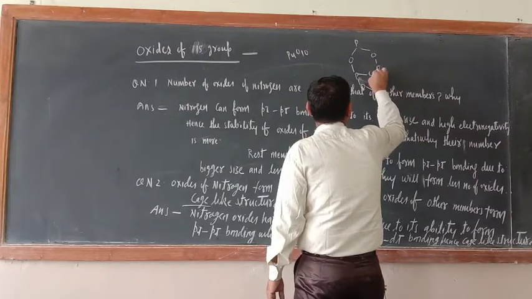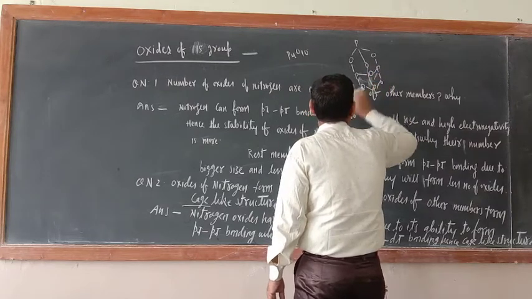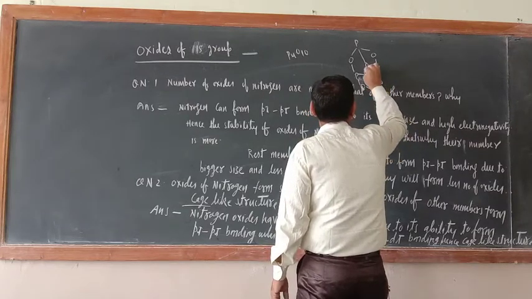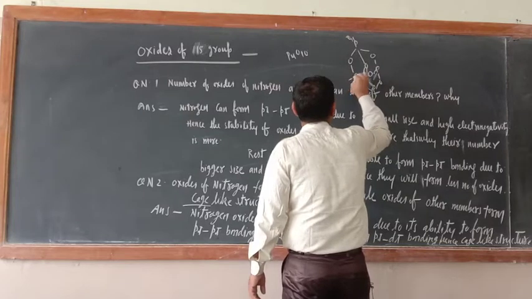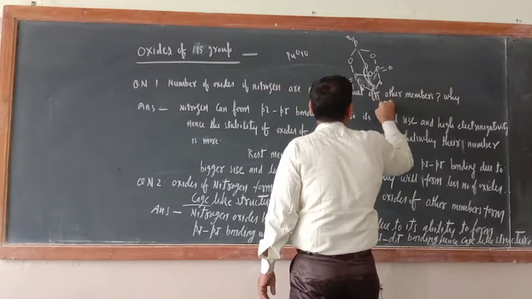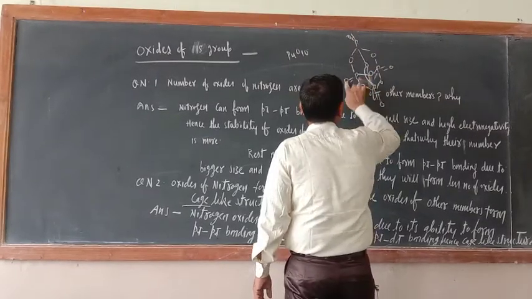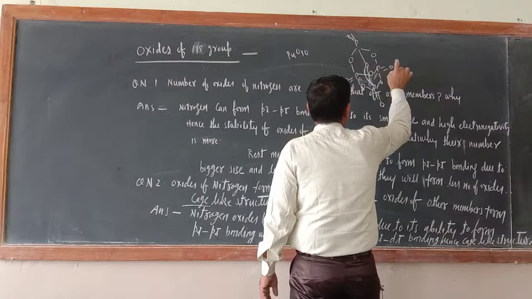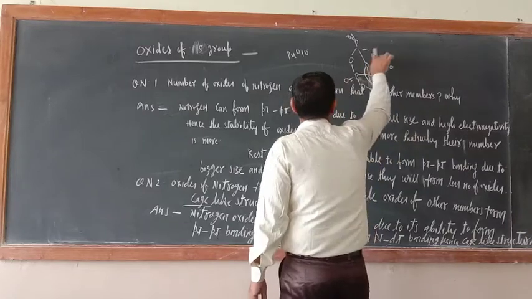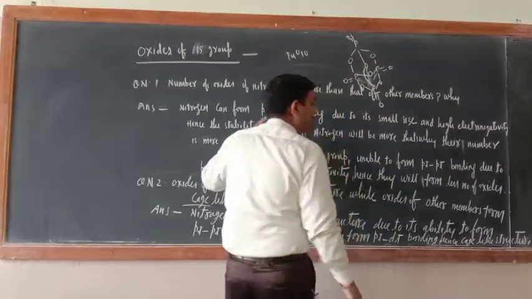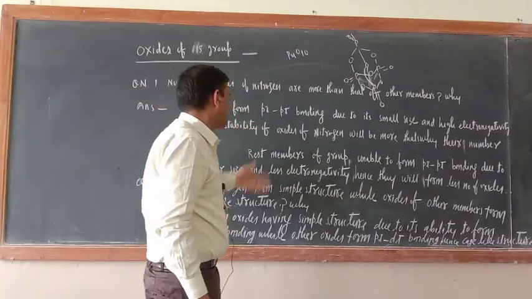Now between 2 P put one oxygen. Between this one and this one also put one oxygen. Am I correct or not? It is like that. Now here P double bond O, P double bond O, P double bond O, P double bond O. Now count 1, 2, 3, 4, 5, 6, 7, 8, 9, 10. 10 oxygen, 4 phosphorus. So is this structure cage-like or not? Cage-like structure. While the oxides of nitrogen have very simple structures.